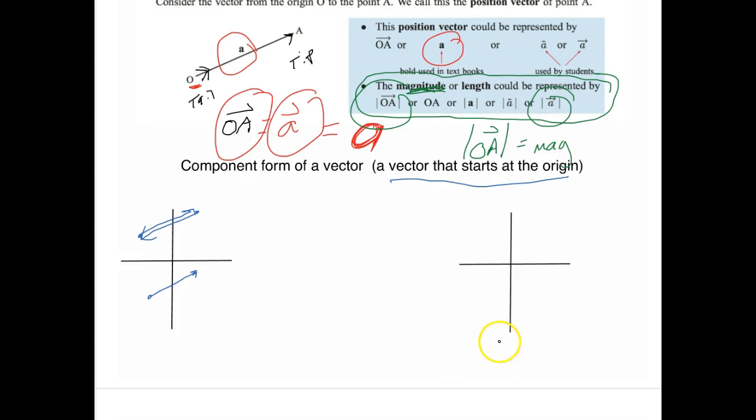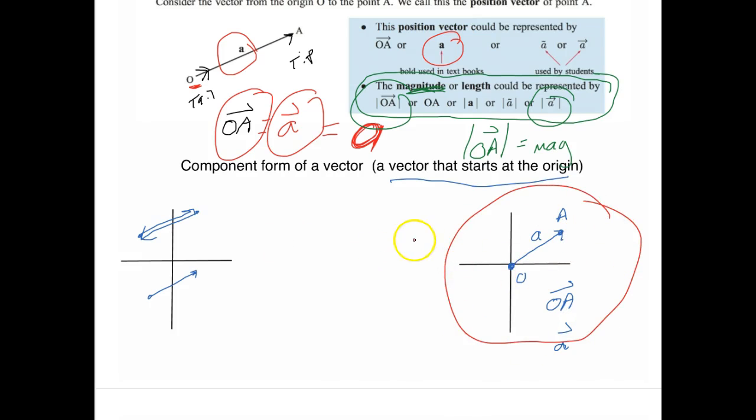But when you have a vector that starts at the origin O here, and goes to some point A over there, it's a vector in component form. And we like those. Those are our favorites. That's vector OA or vector A. So this is component form, and this is not.